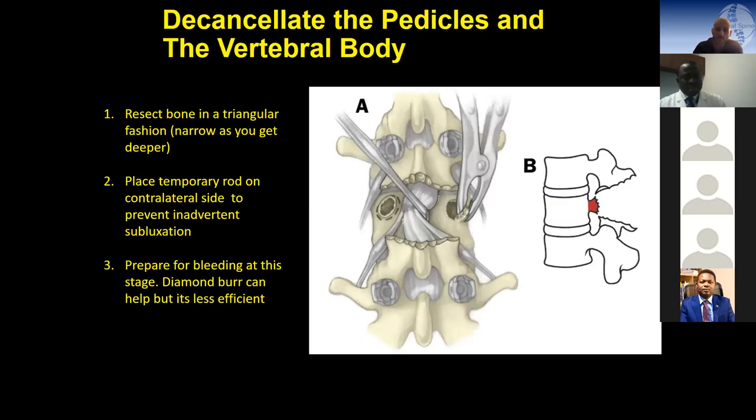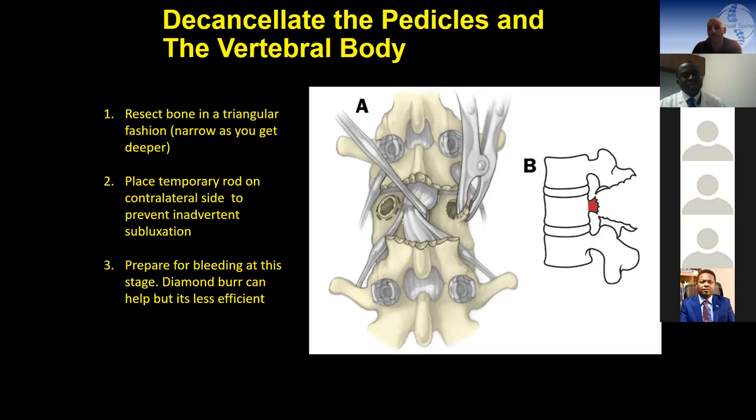At this time, once you've isolated the vertebral body, the level of interest, then you resect your bone in a triangular fashion. I typically will use osteotomes to do this. When I start resecting, taking out a pedicle, I will place a temporary rod on the contralateral side to prevent inadvertent subluxation. I saw one of these in fellowship and it was not good. You want to prepare for bleeding. This is where the bleeding occurs.